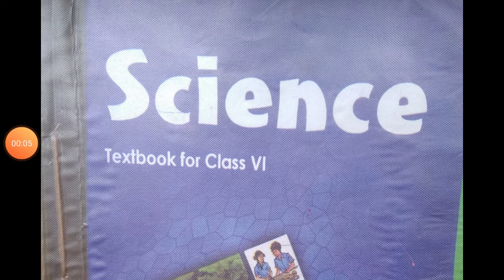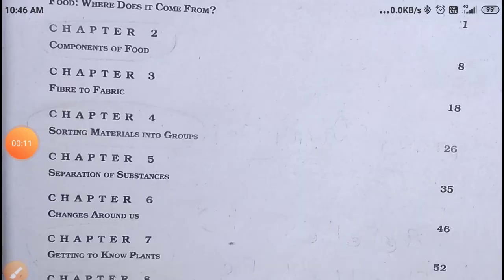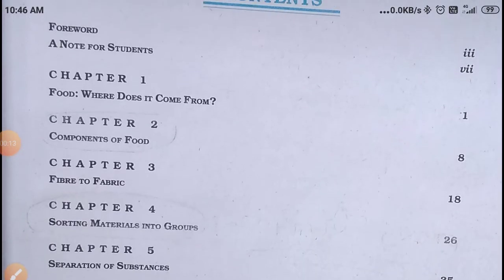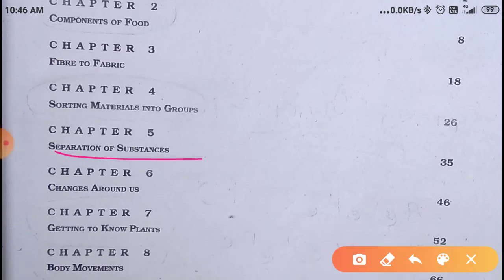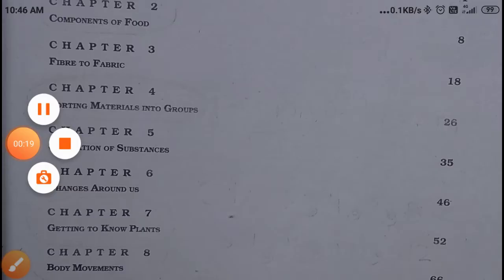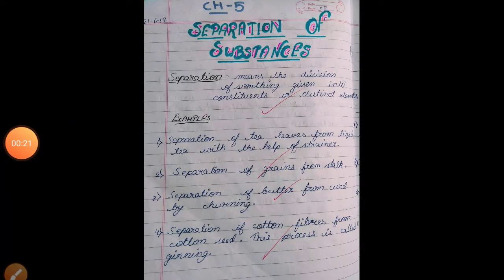Today I am going to show you class 6 subject science. Today I am going to show you chapter 5, separation of substances. So let's start.